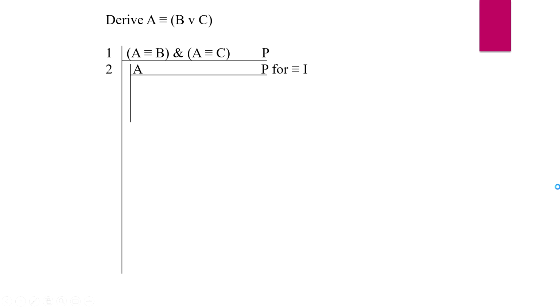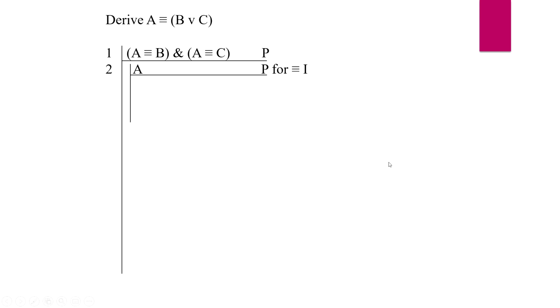For the first one, we're going to assume A and then prove B or C. Since we're trying to prove the disjunction B or C, we know if we can get one of those disjuncts on their own, then we can use disjunction introduction to get the other. I'm going to try to get B, but you could have done it with C instead.